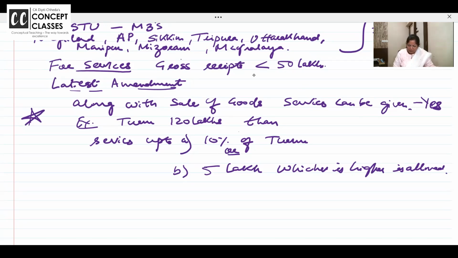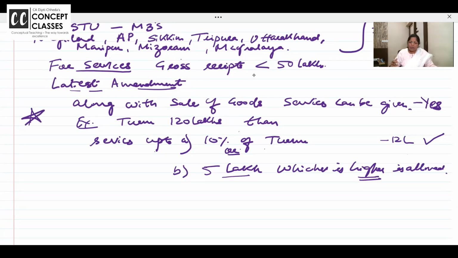Suppose turnover is 120 lakhs. Services up to 10% of the turnover. That's how much? 12 lakhs or 5 lakhs, whichever is higher. So up to 12 lakh services are allowed. 12 lakh services, ये सब 120 में include होगा. सब उसमें include होगा, turnover goods में. So 120 lakhs का 10%, that is up to 12 lakh, you can give the services.